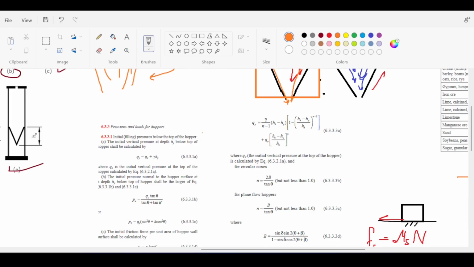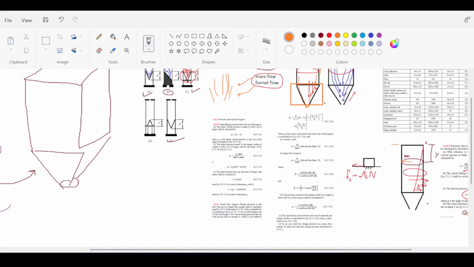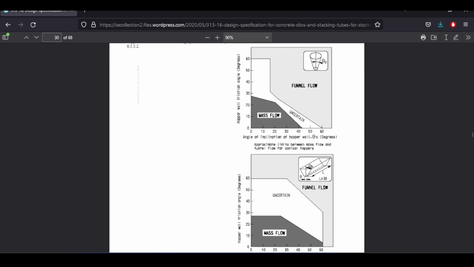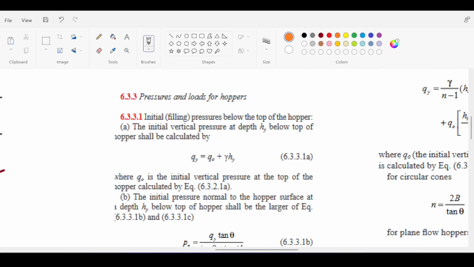Of course, how do you know if you are under mass flow or funnel flow conditions? Well, the code does show you this. It tells you that if you have a certain hopper configuration with an angle of inclination and the friction between the hopper and the granular material, then you have a chart that suggests what kind of flow you have, a mass flow or a funnel flow. And depending on this classification, you can actually start designing. So once again for the hopper, the initial filling pressure below the top of the hopper is basically QV, which is Q0 multiplied by gamma multiplied by H of the hopper.